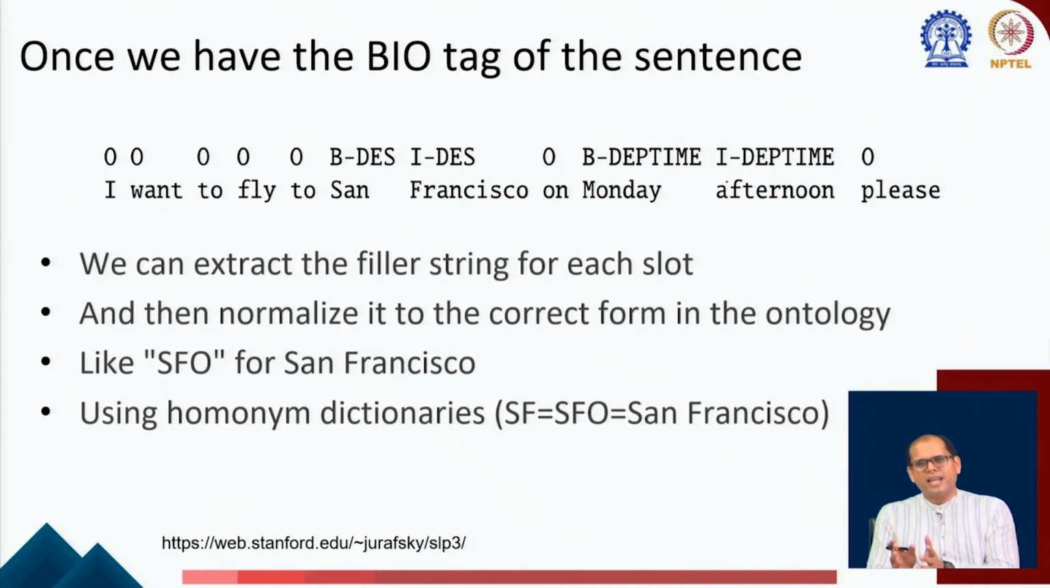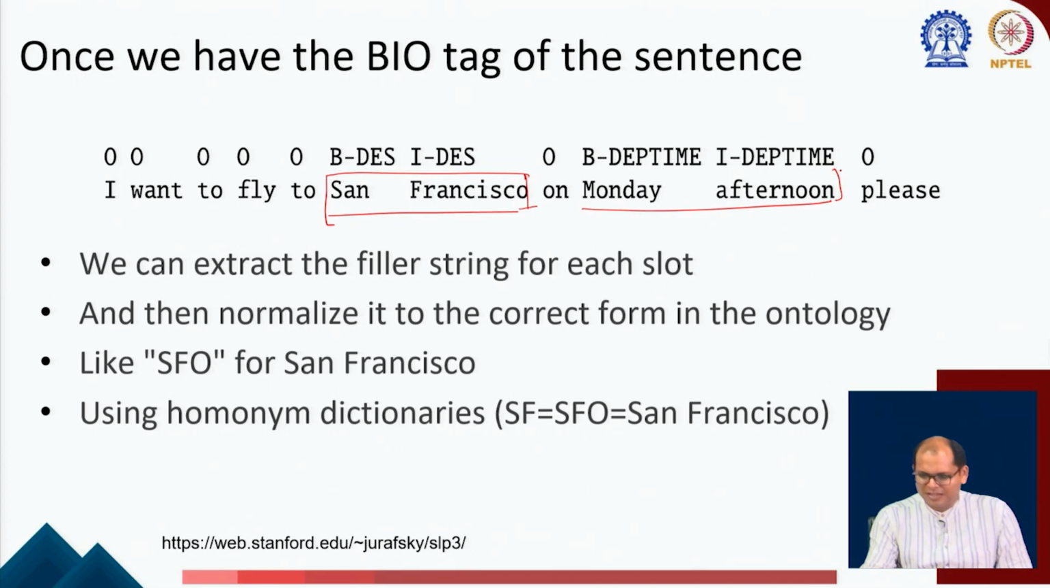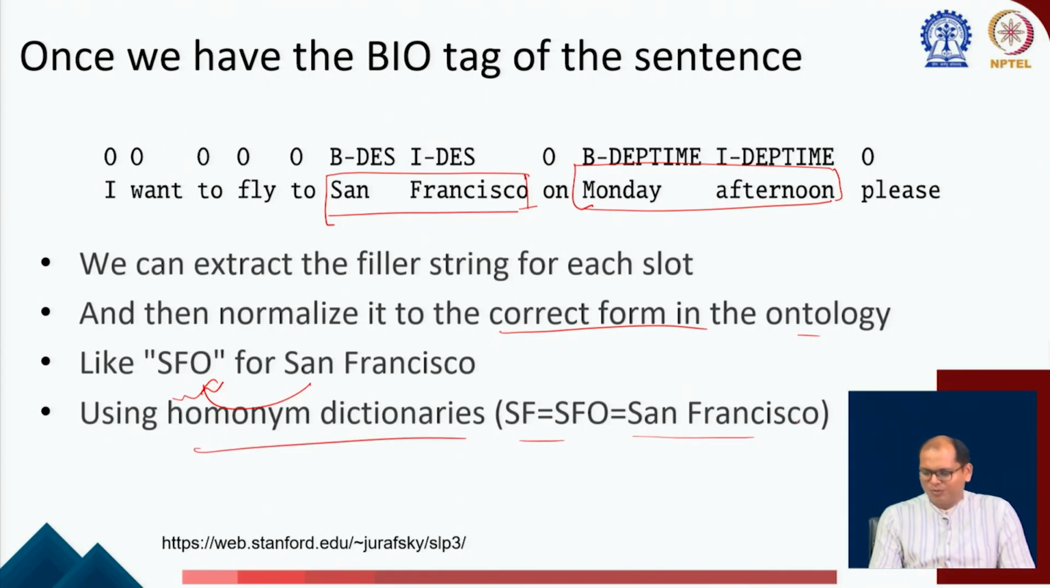Once you have the BIO tagging for the target sentence at test time, you will extract the filler string. So you know this is my destination, and this is my departure time. Now, it may happen that in your particular ontology, you have specified what the possible destinations are, and you may have SFO in there, not San Francisco. So you will have to normalize these to find the correct value from the ontology. Here you will normalize it to SFO, and for that you may have to use some dictionaries, like synonym dictionaries, where SF, SFO, San Francisco mean the same thing.